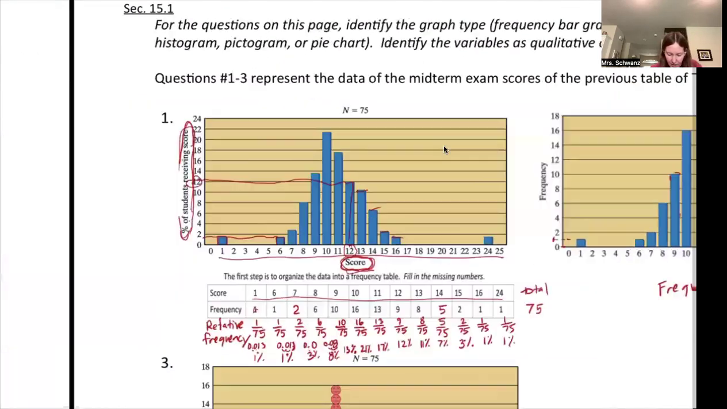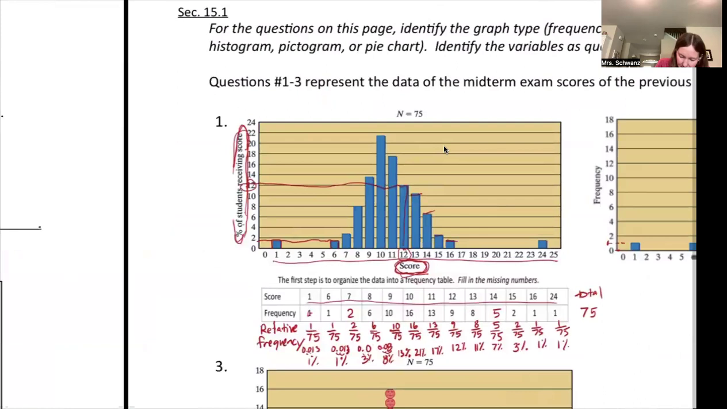Then the second graph over here is called a relative frequency graph, and it's because this axis is a percent.